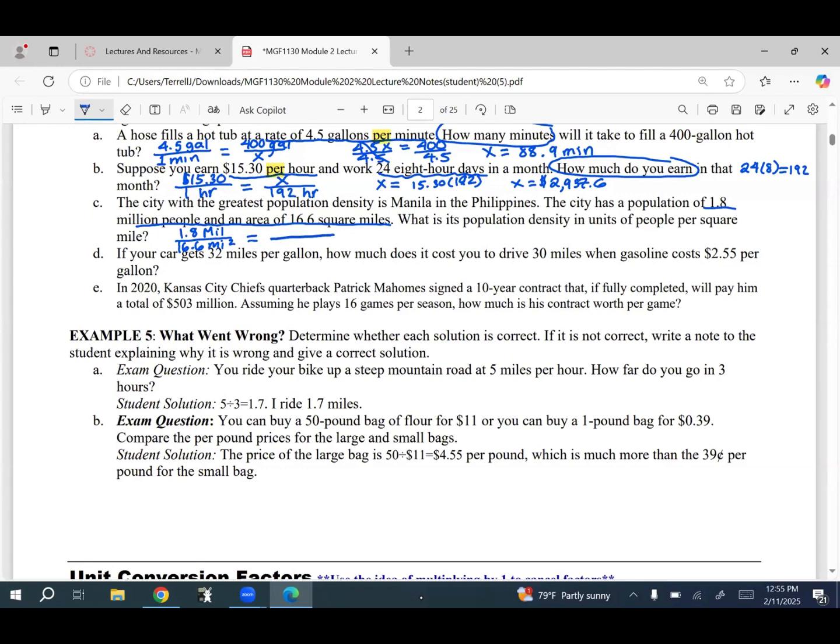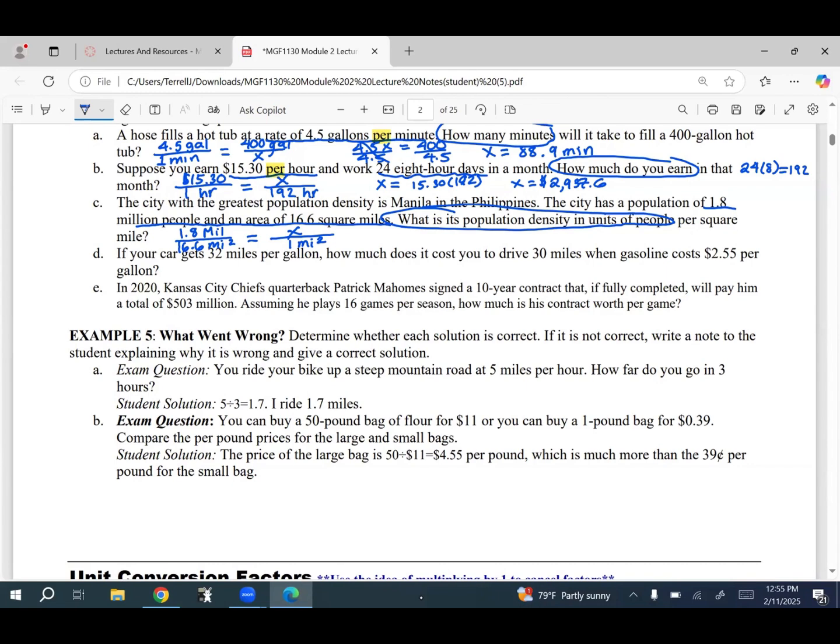Set that equal to, now I'm going to create another fraction. It says, what is the population density in units of people? So I'm looking for the amount of people. Do you see that? Sorry guys, my pen stopped working. What is population density in units of people. So I'm looking for that. People are on top. Per square mile, meaning 1 square mile, 1 mile squared. Now I will go ahead and cross multiply.